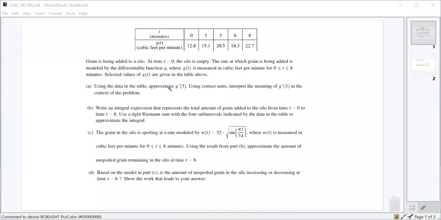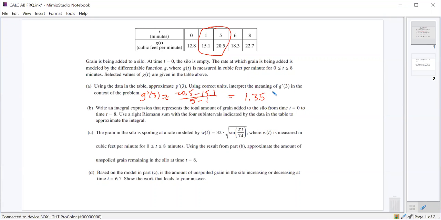First off, we want to use the data in the table to approximate G prime of 3. Well, that's just the average rate of change between 1 and 5. We can't get the instantaneous rate at 3, we'll just approximate it. So G prime of 3 should be approximately 20.5 minus 15.1 over 5 minus 1. That's 5.4 divided by 4, which ought to be 1.35.